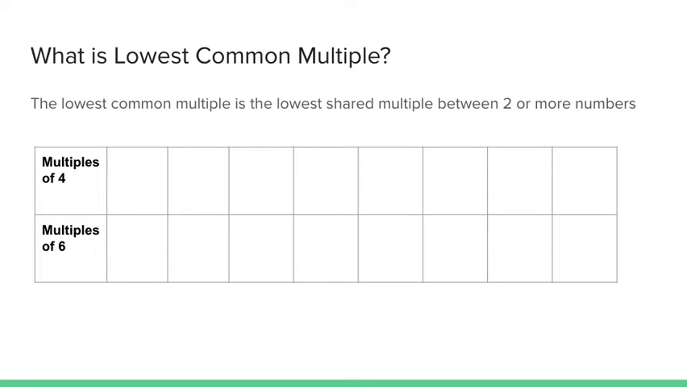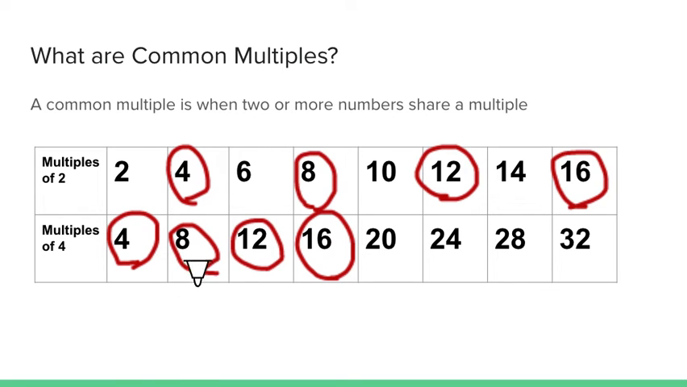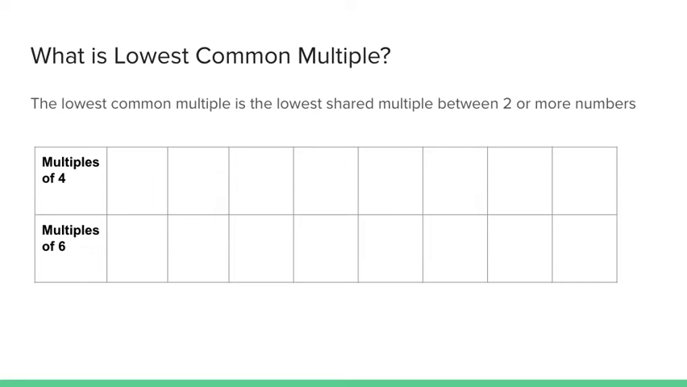Now let's look at what the lowest common multiple is. The lowest common multiple is the lowest shared multiple between 2 or more numbers. So if we went back to the last example, the lowest common multiple between 2 and 4 is 4, because it has the lowest value out of all the shared multiples. Now we'll do another example here.